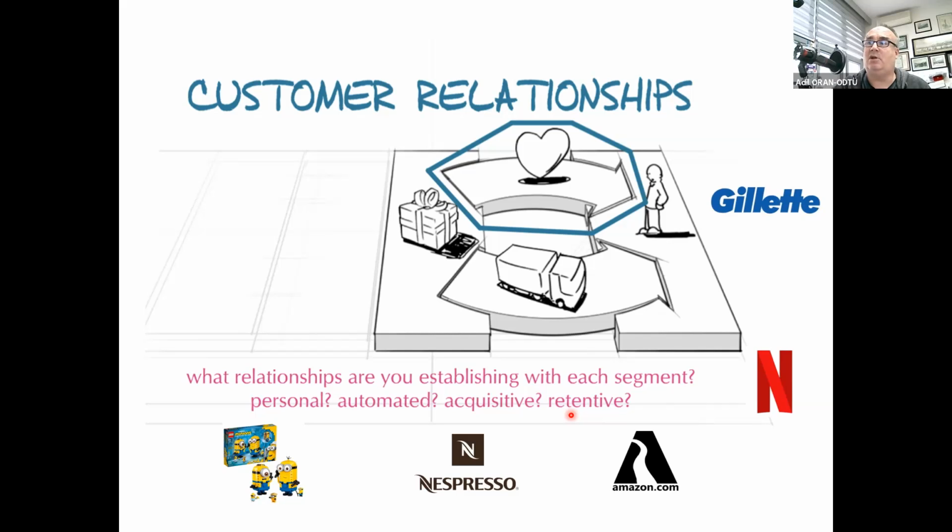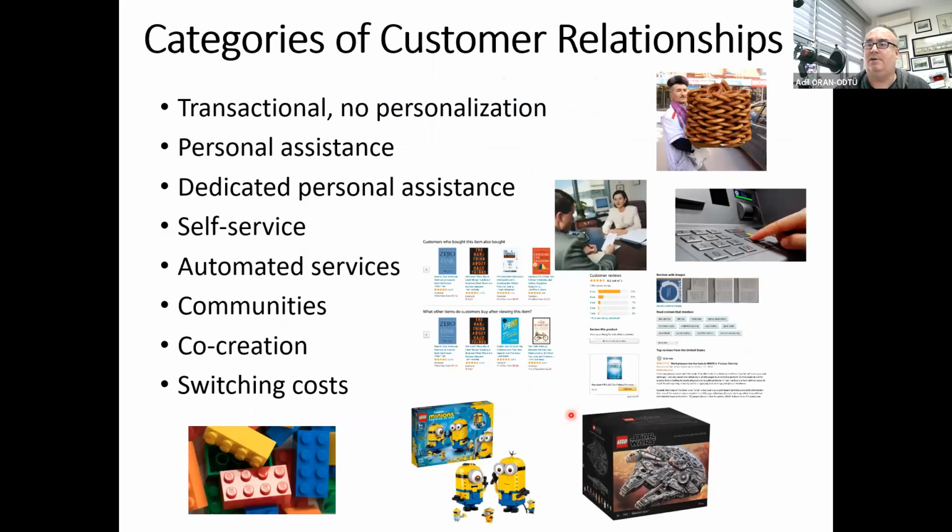So next, let's talk a little bit about what type of customer relationships you can have, what categories of customer relationships should we consider. So the simplest one might be if there is no personalization. So you basically have a transactional kind of relationship with the customer. You're selling something, they come and you sell it to them. You don't need to gather any information. You don't need to customize for them.